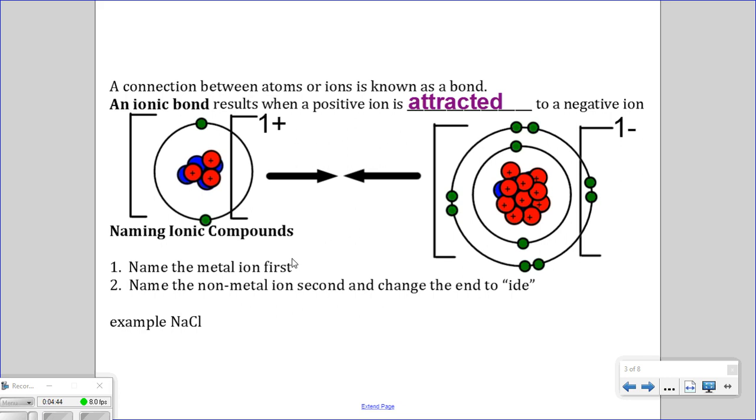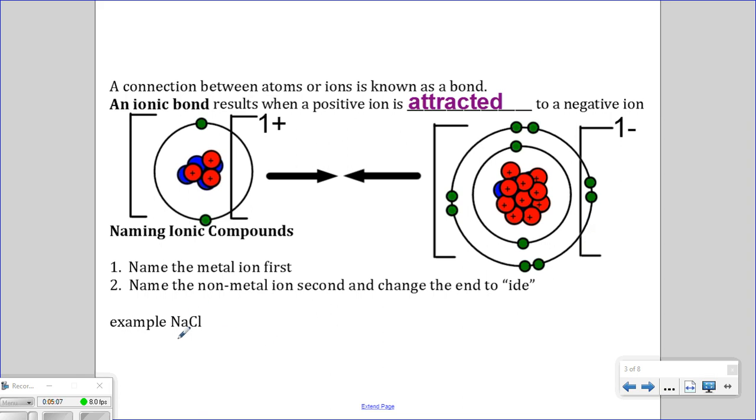Now, there are rules for naming ionic compounds, and they're pretty straightforward. There's 2 of them. The first rule when naming an ionic compound is that you always name the metal ion first. So you write the name of the metal ion, and then you name the non-metal ion second, and you change the end of that non-metal ion to "-ide".